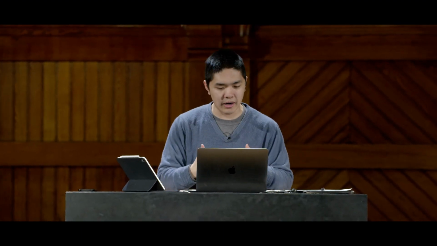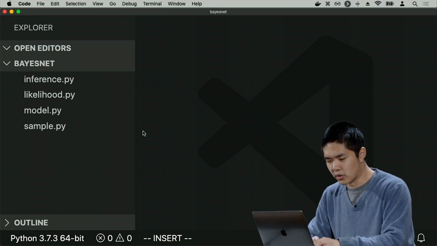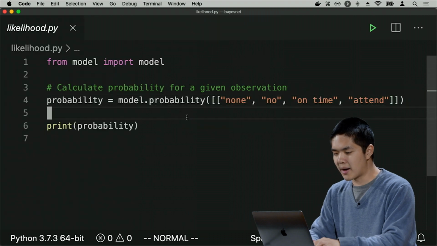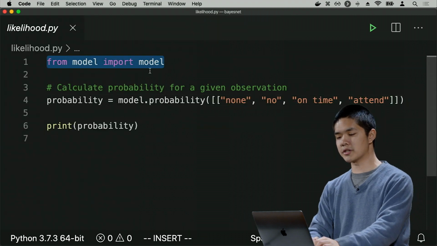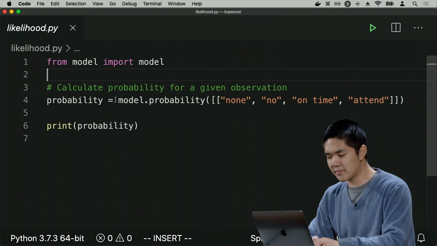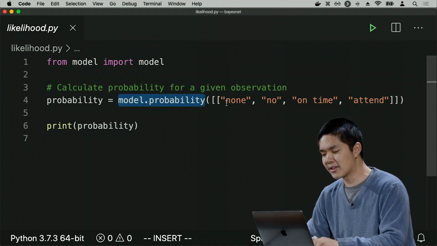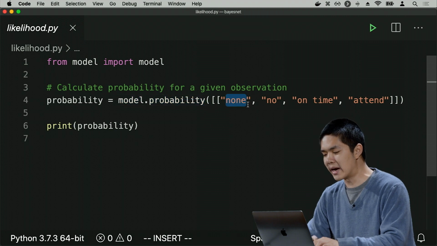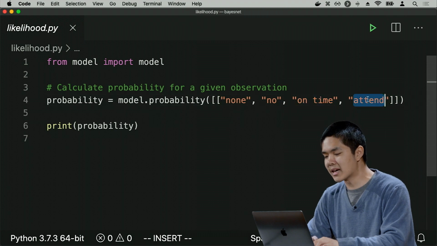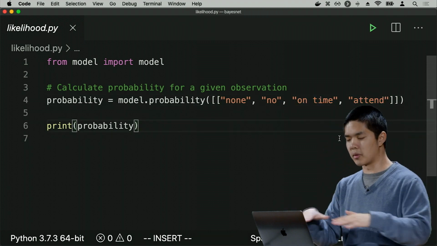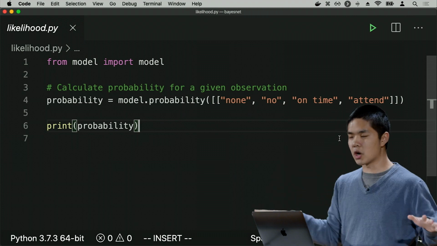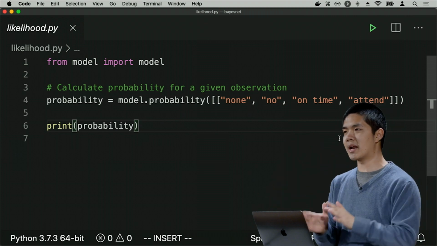So let's try doing that conditional or joint probability calculation that we saw us do by hand before by going into likelihood.py, where here I'm importing the model that I just defined a moment ago. And here I'd just like to calculate model.probability, which calculates the probability for a given observation. And I'd like to calculate the probability of no rain, no track maintenance, my train is on time, and I'm able to attend the meeting. So sort of the optimal scenario, that there's no rain and no maintenance on the track, my train is on time, and I'm able to attend the meeting.